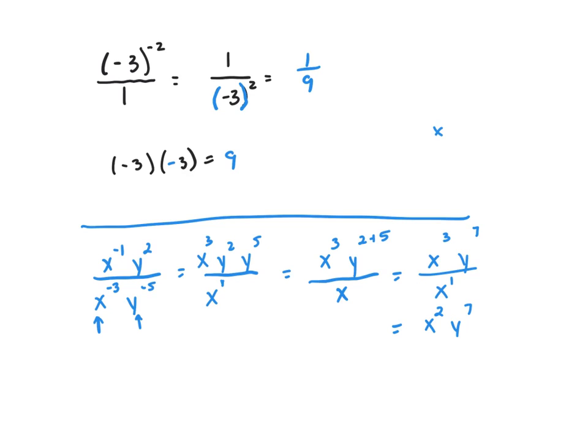You could also think of that as x times x times x, y to the 7th over an x. One of those x's will cancel. Oops, and you're left with x squared y to the 7th. Hope that helps.